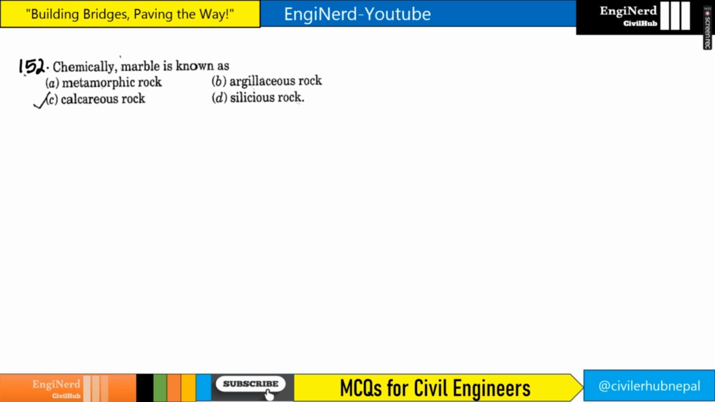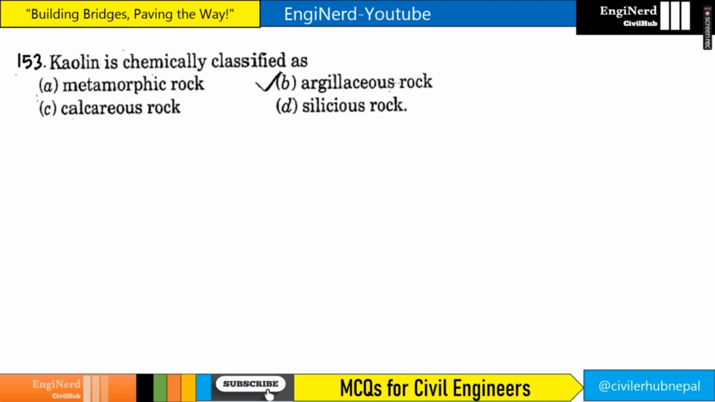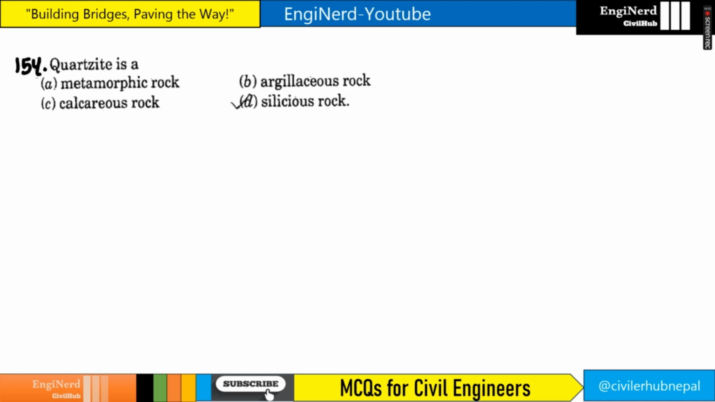Chemically, marble is known as calcareous rock, right? And kaolin is chemically classified as argillaceous rock. Quartzite is a metamorphic rock and siliceous rock as well. But if you see in the book, the answer you get is siliceous rock. So this means the answer asked here is chemical classification.